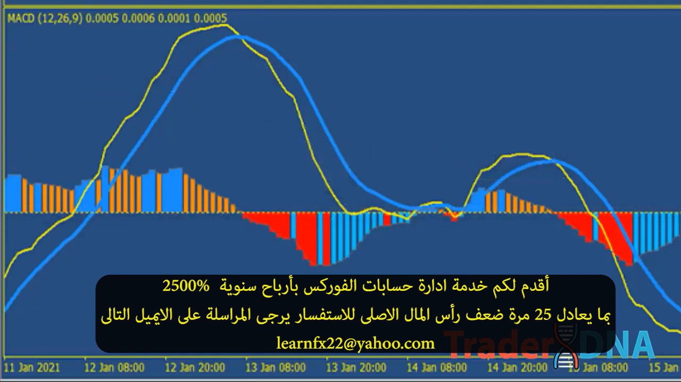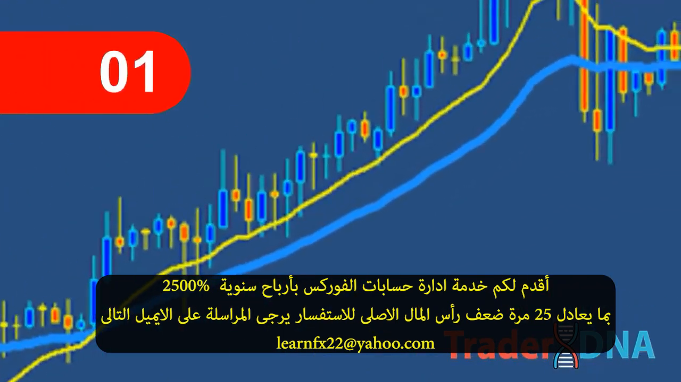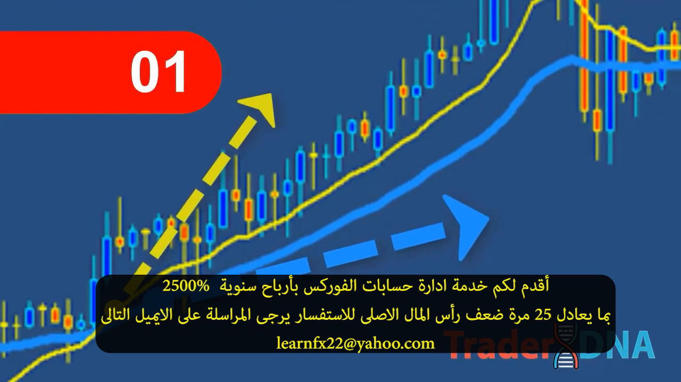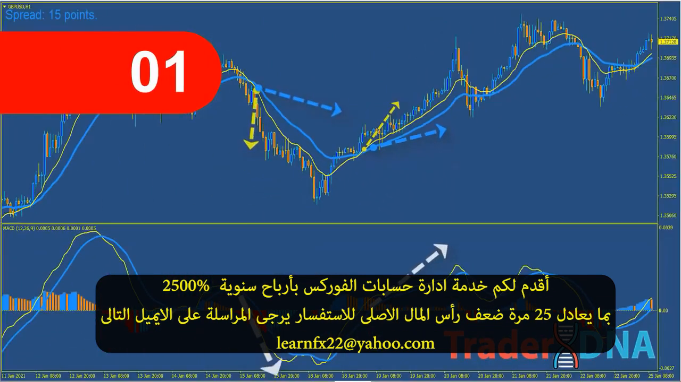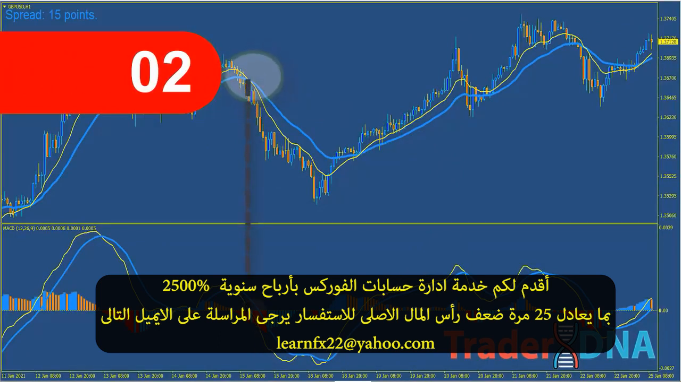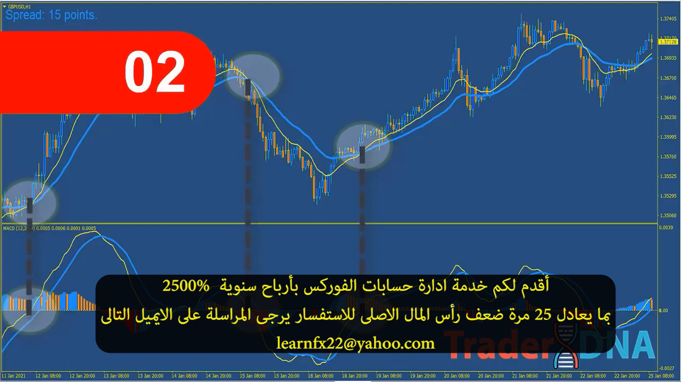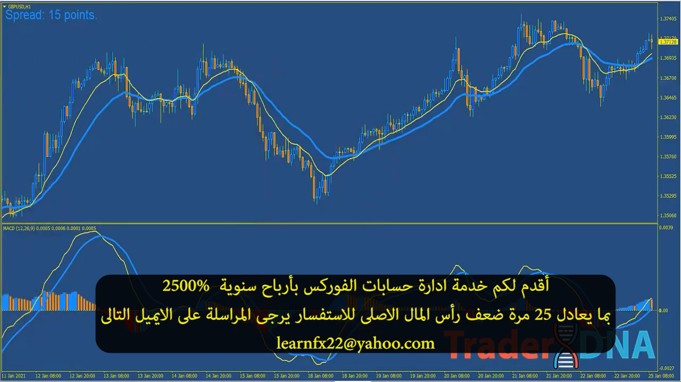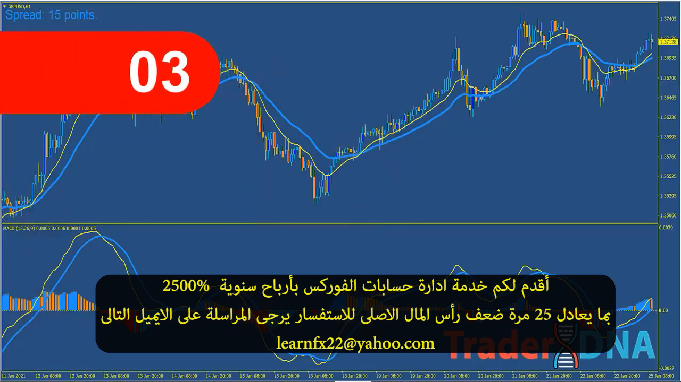Three things stand out from this chart. First, you can see that as the two moving averages move away from each other, the MACD line rises or falls. Second, you can see that when the two moving averages cross, there is a corresponding crossing of the zero level by the MACD line. Third, when the signal line and MACD line averages cross, there is a corresponding crossing of the zero level by the MACD histogram.